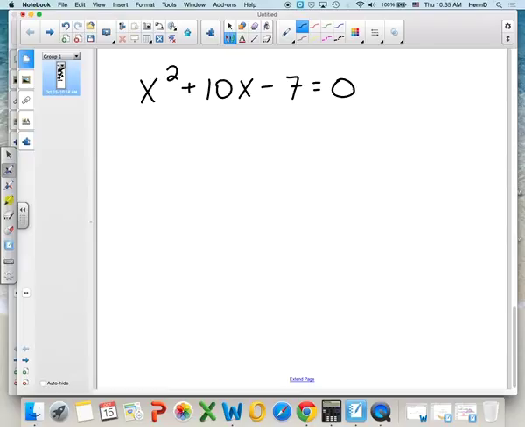Alright, since nobody remembers how to do completing the square, the first thing you have to do is move the constant, the number part, to the right. So the first thing we're going to do is add 7. So with the other one you need it to equal 0, with this you don't.